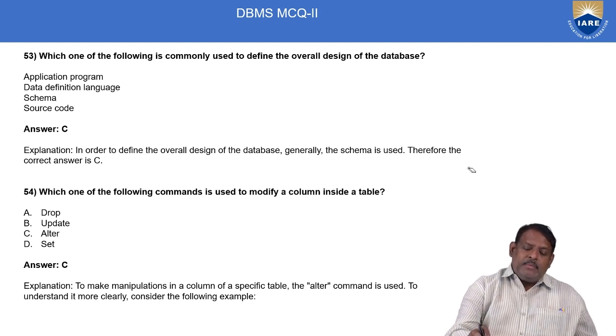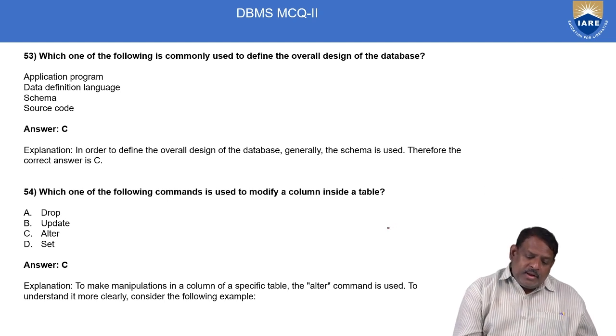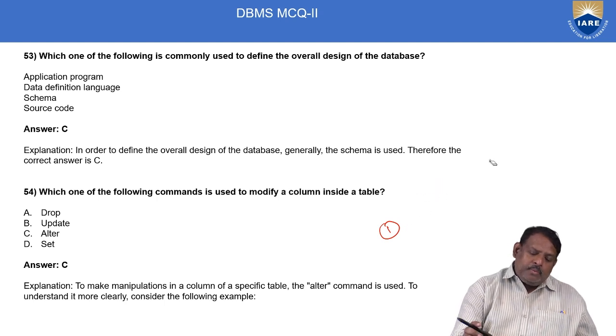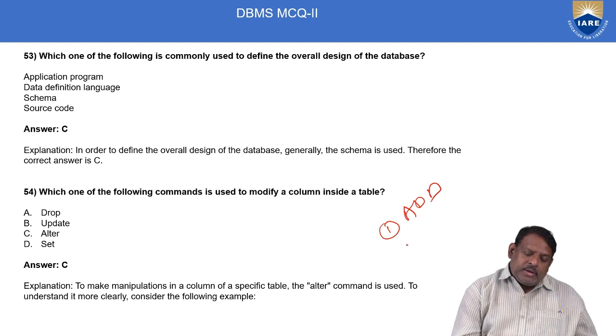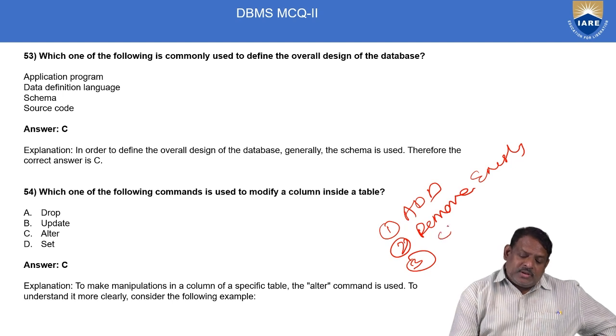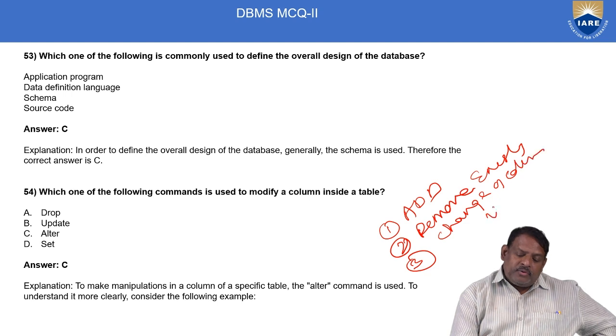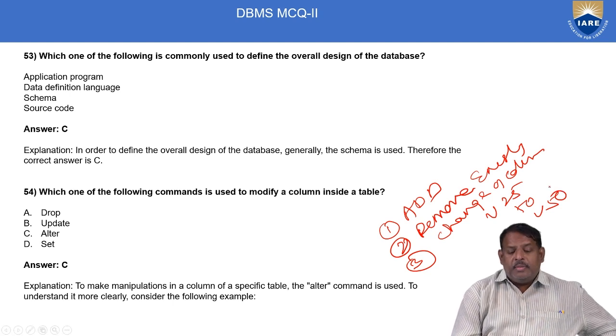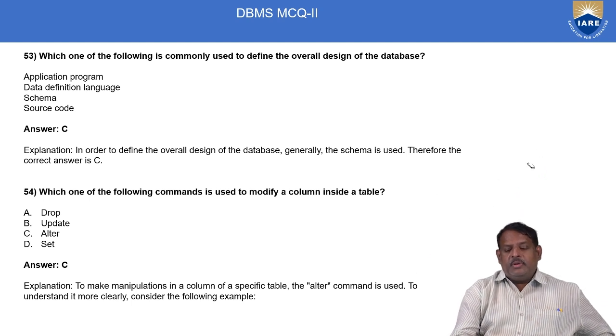In alter we have three types. One is altering by adding a new column. Second is to remove an existing column. And last, we have the option to change the structure of the column. It means, suppose it is varchar of 25, and you want to make it varchar of 50, then we can use the alter command. With this, I complete the DBMS MCQs session 2.